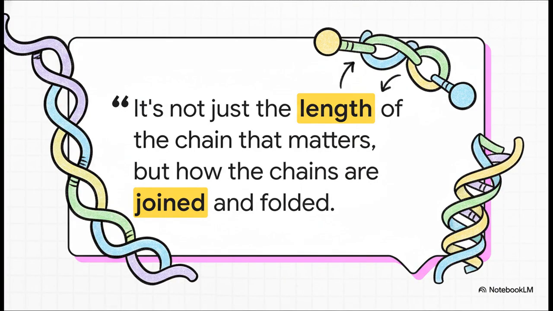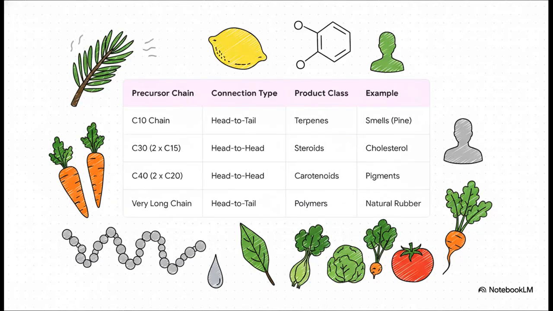This quote really gets to the heart of it because nature has a couple more tricks up its sleeve. First, it can change the way the chains themselves are connected, and second, it can fold them into these incredible three-dimensional shapes. Just look at this table. You can really see the genius of the system in action. Those simple head-to-tail chains, they give us terpenes, and the short ones are responsible for smells like pine and lemon.